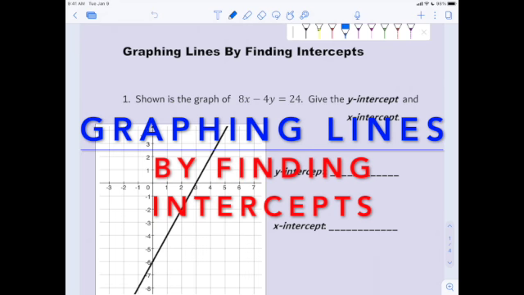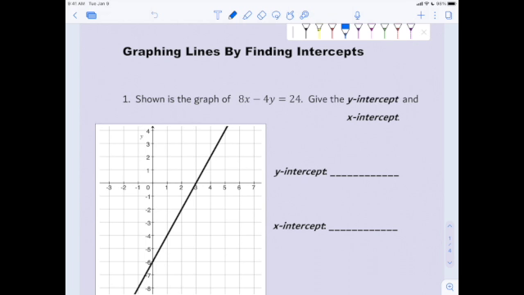Taking a look at graphing lines. We've done it by making a table, and we're doing it by another method in this video, which is by finding the X and Y intercepts of the line. So notice here's the equation 8x minus 4y equals 24. You can just take my word for it, and the line has been drawn here on the graph.